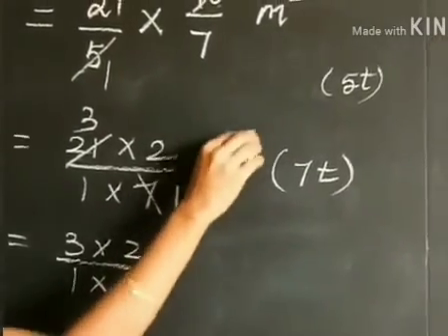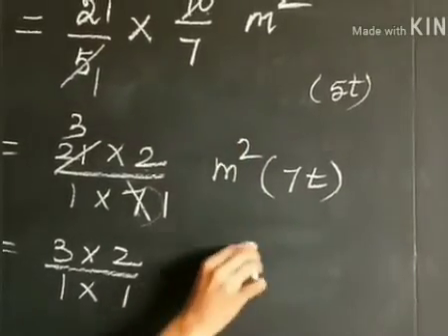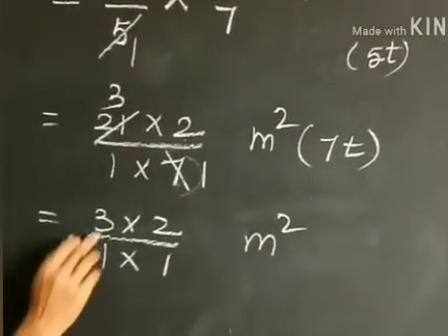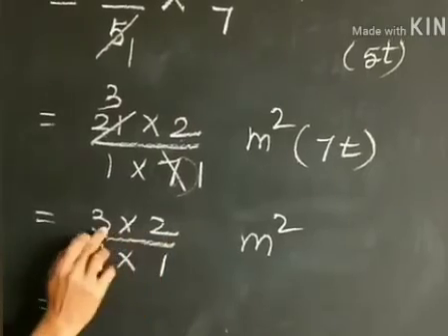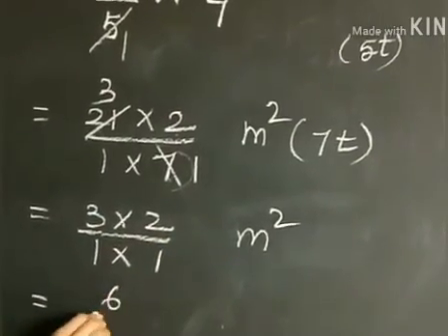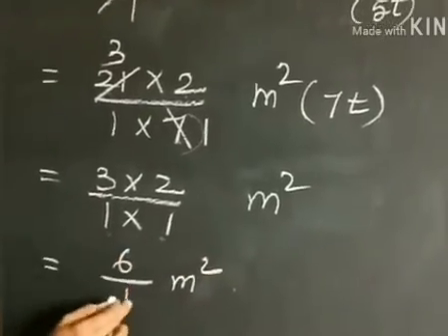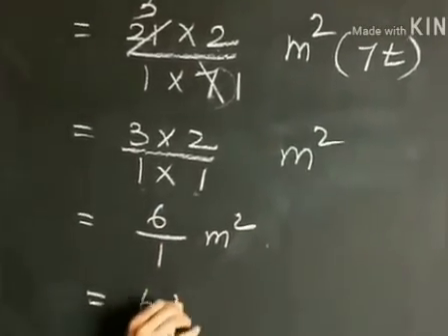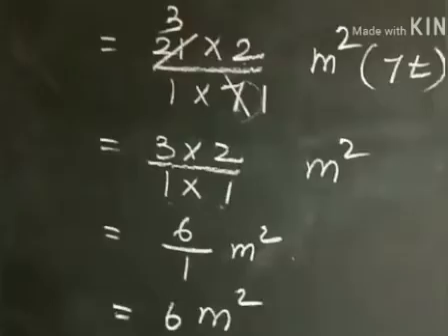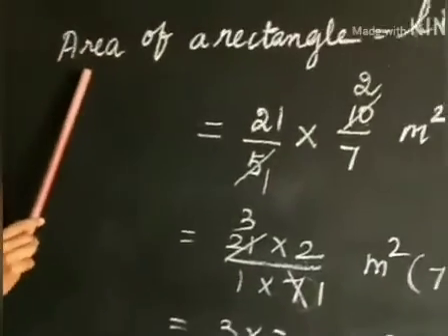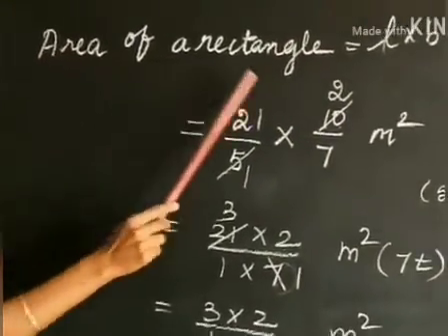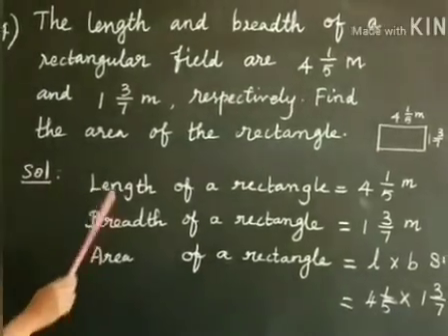So you have to write the units here. Okay, don't forget to write the unit. So 3 into 2, 3 2s are 6. 1 1s are 1 meter square. So 6 divided by 1, you get the answer as 6 meter square. That is the area of the rectangle.